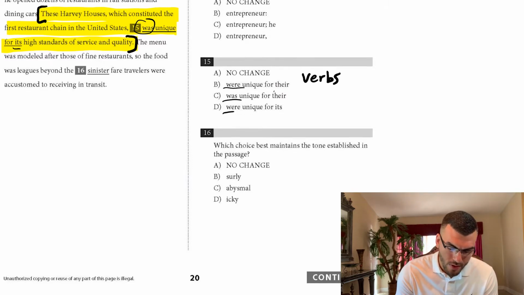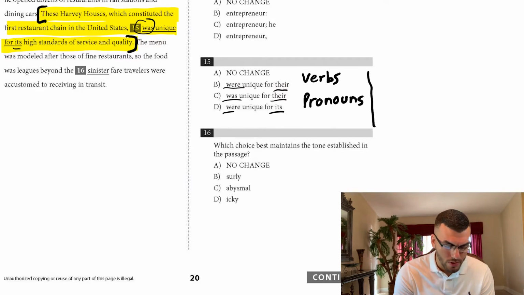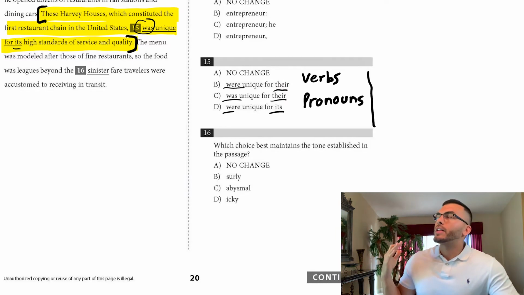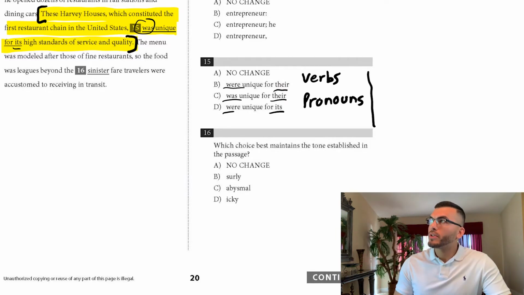It's, their, its, those are pronouns. And it's real easy. I know we haven't talked about pronouns yet, but it's super simple. Okay, so verbs. So what do I know about verbs? I know that if the subject is plural, the verb needs to be plural, singular, singular.